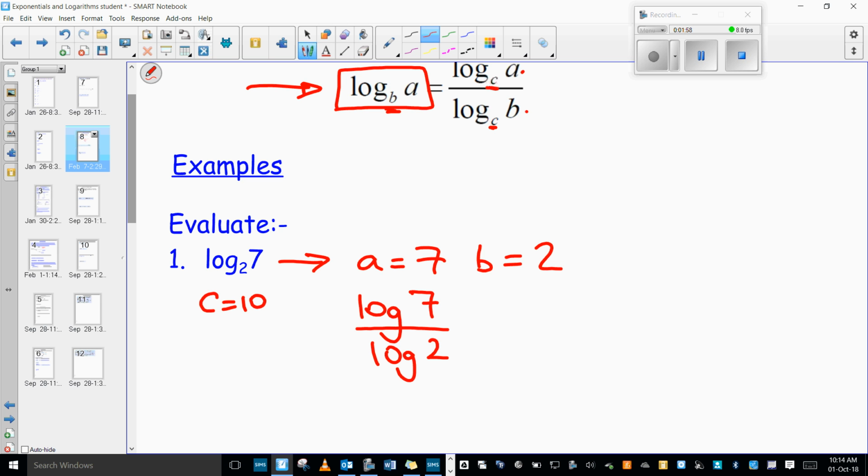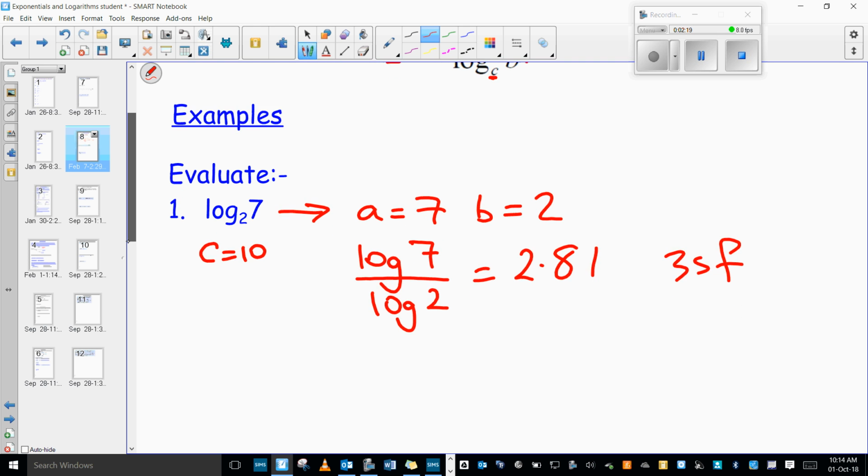So you can then use your calculators and do log 7 divided by log 2. No, it's not log 7 over 2. It's log 7 divided by log 2. And we would find the value for it. So can everyone tell me what that is? Alright, so we've got 2.81.